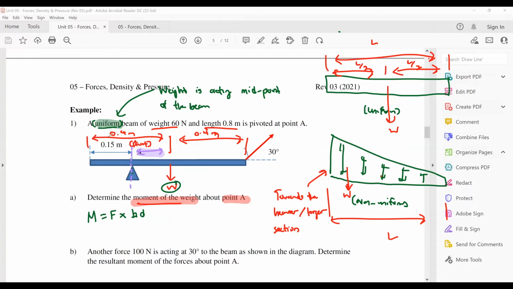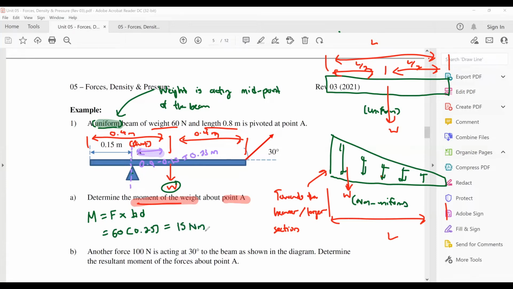This one will be 0.4 minus 0.15. Okay, so this one is 0.4 minus 0.15. You want that distance there, it will be 0.25. So your moment now is weight of 60 Newton multiplied by 0.25, giving you 15 Newton meter.